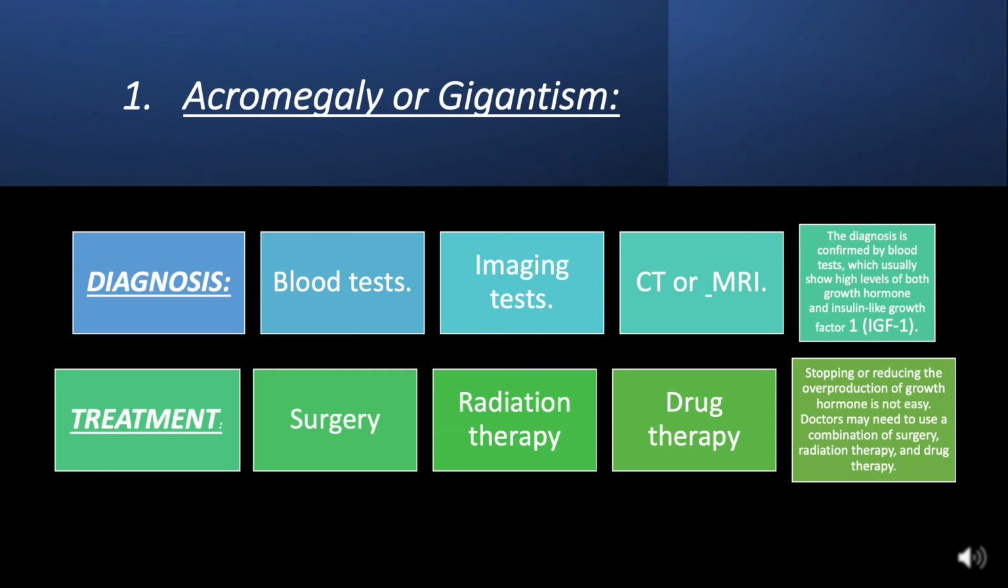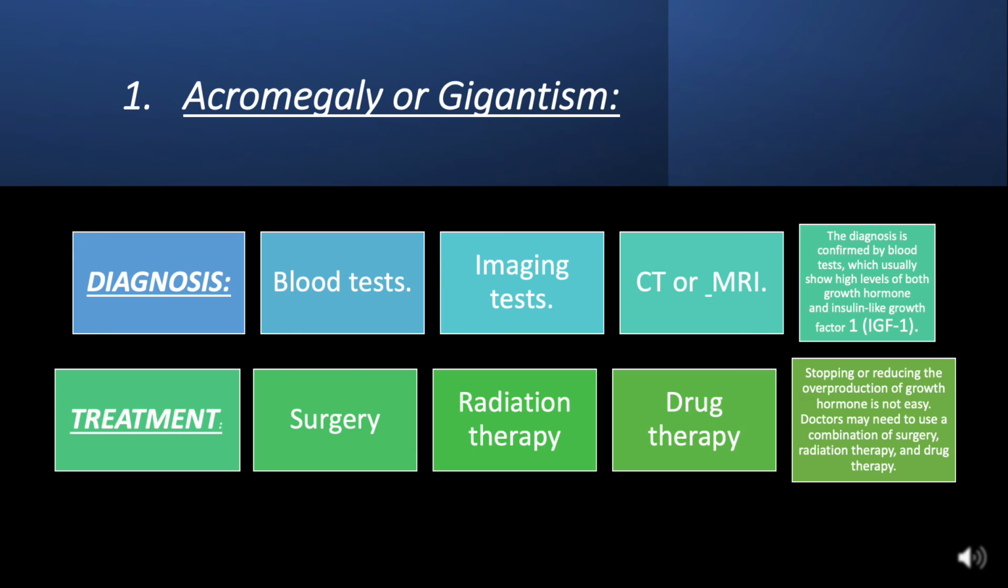Acromegaly or gigantism. Diagnosis: blood tests, imaging tests, CT or MRI. The diagnosis is confirmed by blood tests, which usually show high levels of both growth hormone and insulin-like growth factor 1, IGF-1. Treatment: surgery, radiation therapy, drug therapy.